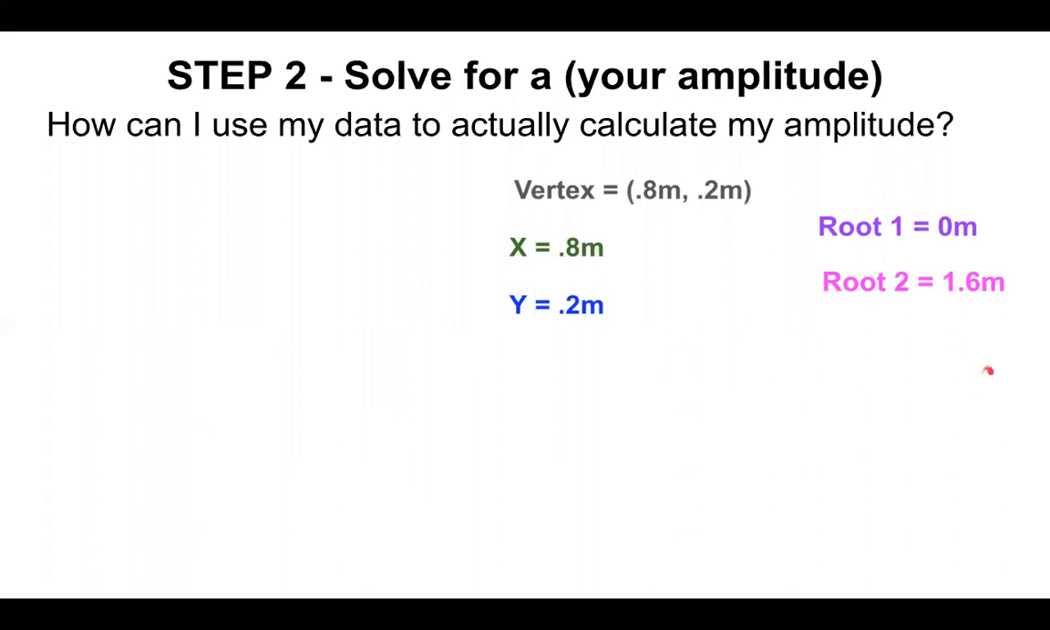In the last video, we were able to identify our variables. We have our x coordinate and our y coordinate for our vertex. So again, that's going to be how far away we were from the catapult when we reached our maximum height, and then what was our maximum height. That's what those letters represent. Then our roots are going to be when height was 0. So root 1 is at 0 meters because that's where I launched from. It hadn't launched yet, so that's one of my roots. And then my other root is going to be my maximum distance, which is 1.6 meters. So these are the numbers I'm going to be using to figure out what my amplitude is.